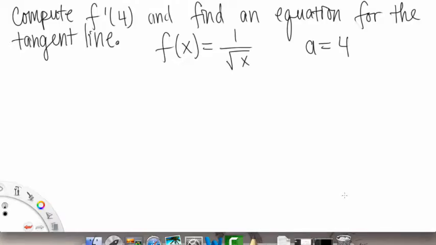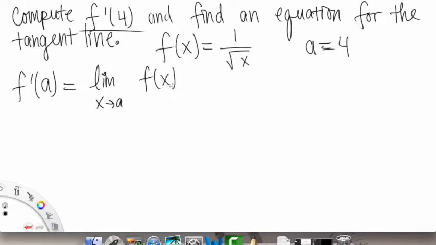Problem, we're going to compute f prime of 4 and find an equation for the tangent line. First of all, we have to compute the derivative at our x value of 4. So a is going to be equal to 4. Let's pick a definition of the derivative. In this one, I'll pick the less commonly used one, where x approaches a, and then we have f of x minus f of a over x minus a.